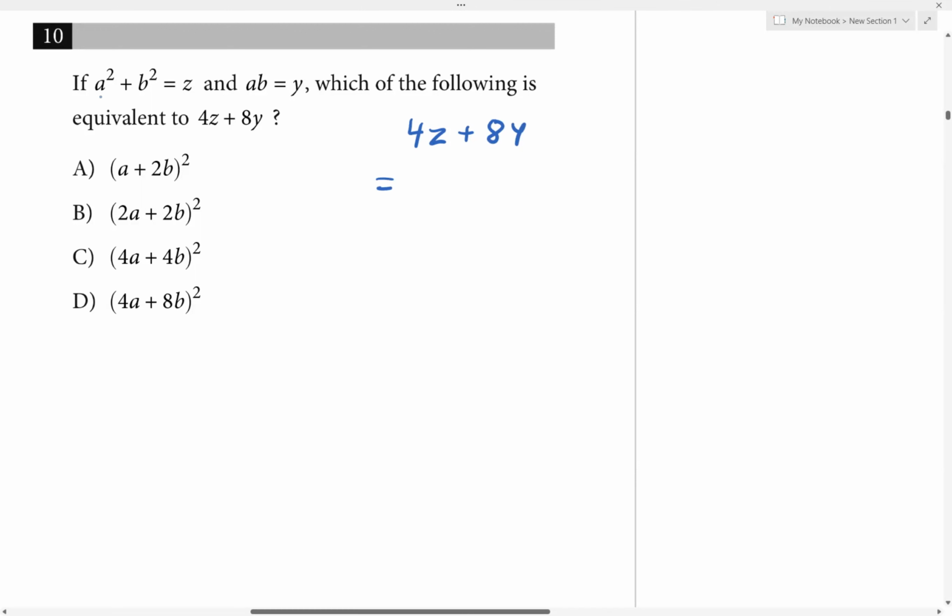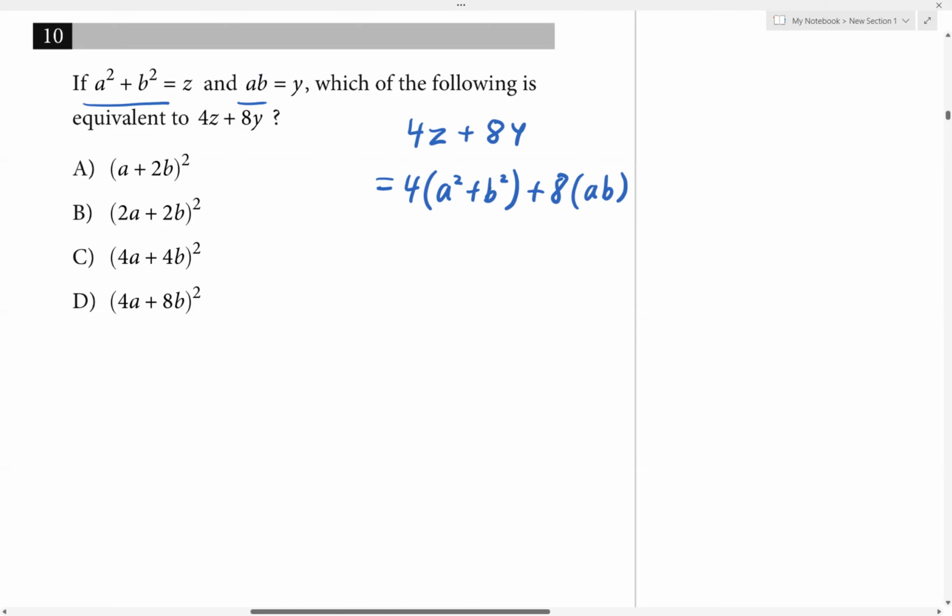And we know z is equal to a squared plus b squared. So let's just go and plug in a squared plus b squared where z is. So that will be 4 times a squared plus b squared. And then plus 8 times y, we know y is actually ab. That will be 8 times ab. Okay. So then we try to simplify this a little bit.